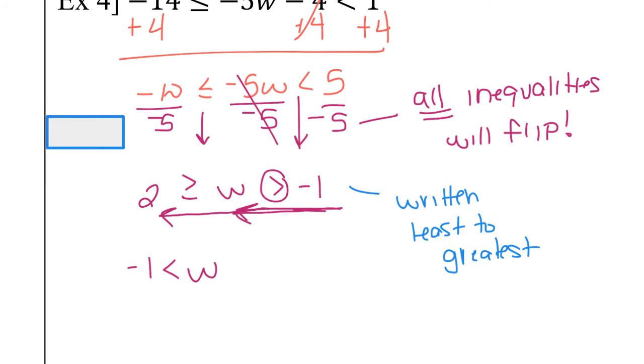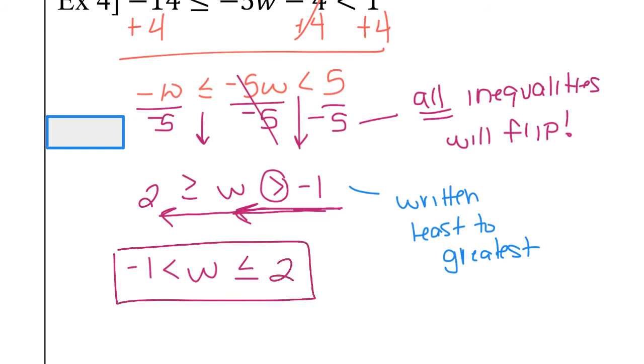So again, the point on this symbol has to be closest to w. So the point has to be closest to w. And then we have a 2. So this is the correct format for an and inequality. It's always written least to greatest.